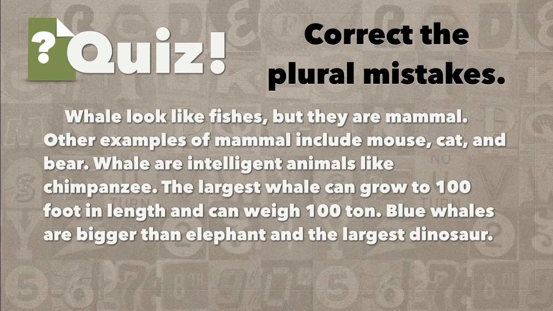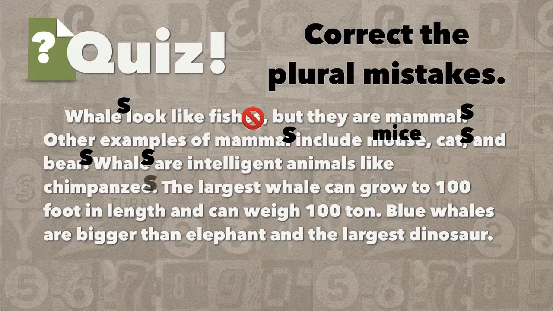The answers are, you need an S for whales, but fishes, actually fish is irregular. It never has an ES. 1 fish, 2 fish, 3 fish. It doesn't change. An S for mammals. Again, S for mammals. Mouse becomes mice, cats, bears, whales, chimpanzees, whales. Be careful of the next one. Grow to 100, not foot, but feet in length, and can weigh 100 tons. Good S here. We have 2 more. S on elephants and S on dinosaurs.